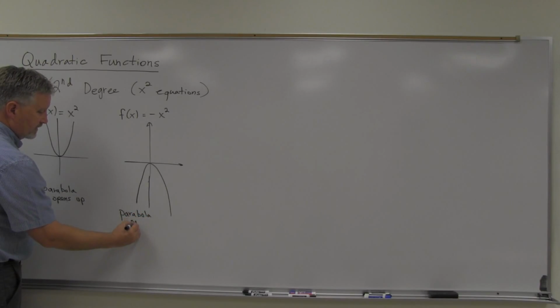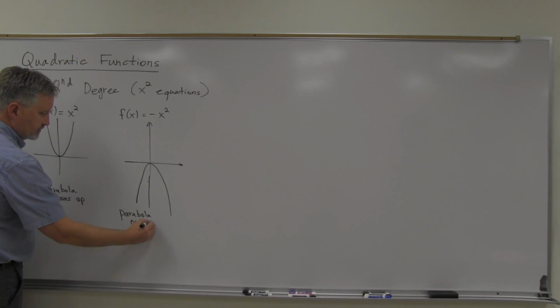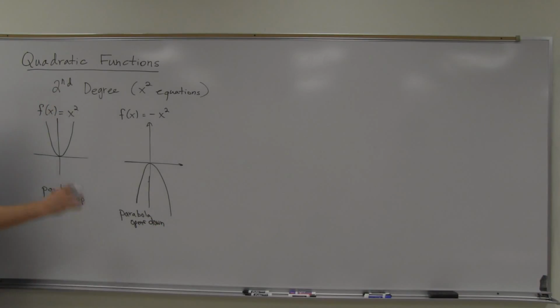And we already know a little bit about why the two are different, because, well, what's different about them? What's different about these two equations, if you will? What makes this one open up? What makes this one open down, you think? A negative. Yeah, it's the presence of that negative in front of the x squared.